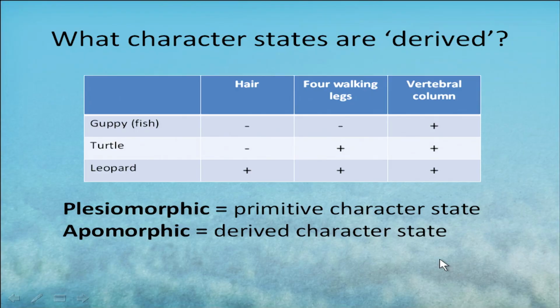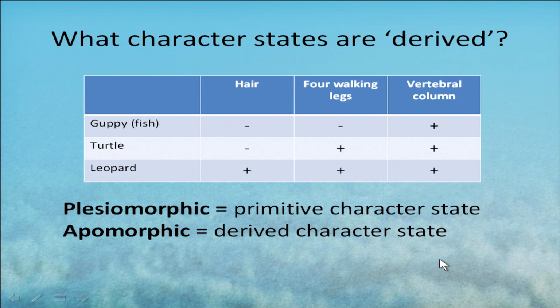So for example, among vertebrate evolution, we know that hair didn't come out with the vertebrates. It was derived at a later date. So that means that not having hair would be considered to be the primitive state, where hair would be the derived state. We actually have special terms for these ideas. A plesiomorph is going to be a primitive character state, and an apomorph is going to be a derived character state. So take a look at this character matrix and determine one plesiomorph and one apomorph.